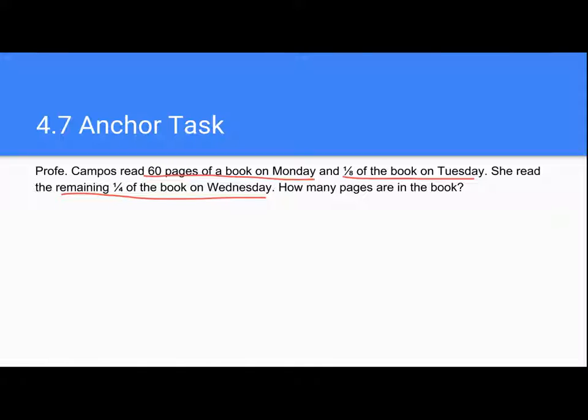So here's something I want to keep in mind. When it says how many pages, a lot of you have been writing fractions. But if it says how many, that means we need a number. So I'm going to write a note to myself that this is not a fraction. This is a number, and that's the number symbol.